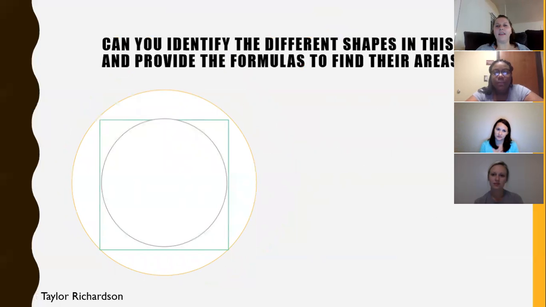Can you identify the different shapes in this figure and provide the formulas to find the areas? I'm so glad you asked.